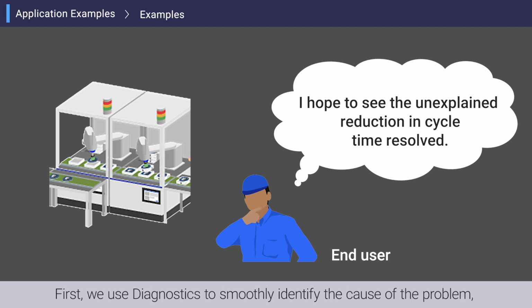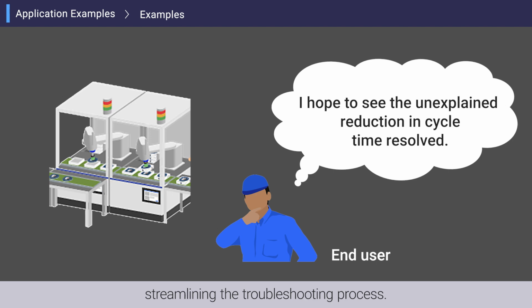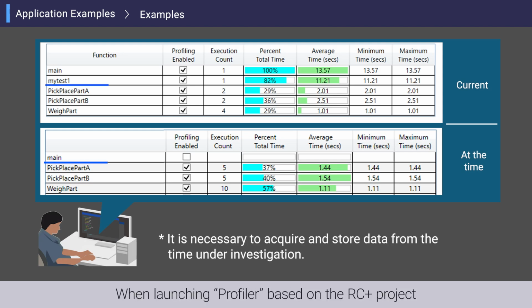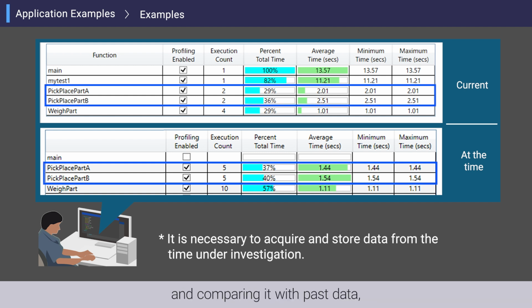First, we use diagnostics to smoothly identify the cause of the problem, streamlining the troubleshooting process. Step 1. When launching Profiler based on the RC Plus project and comparing it with past data, we find that a certain function has become slower.